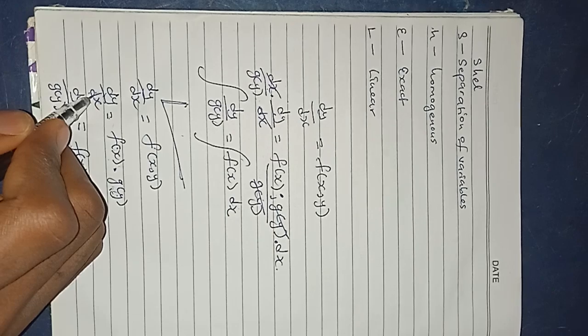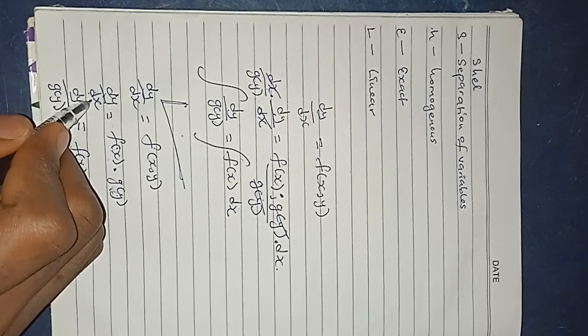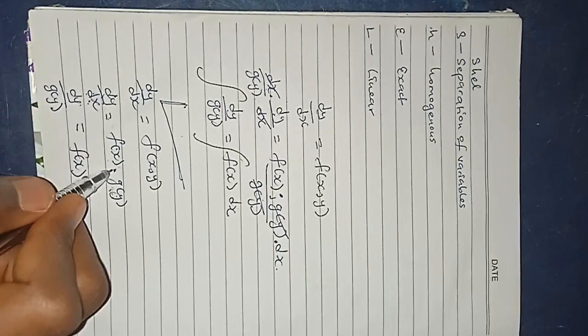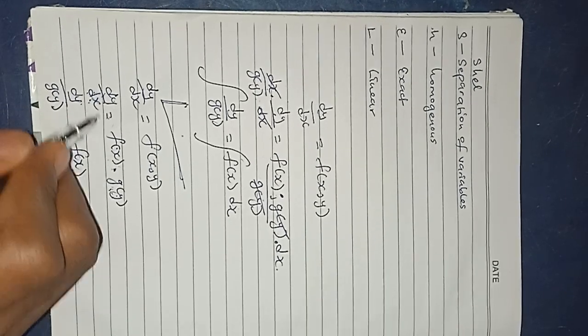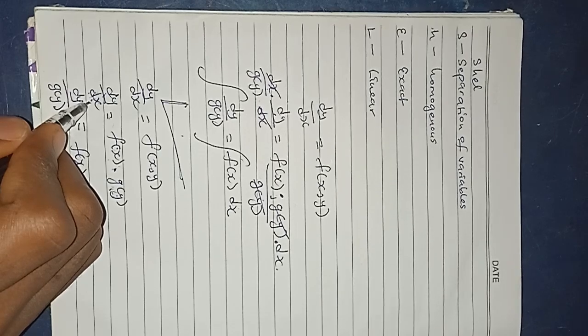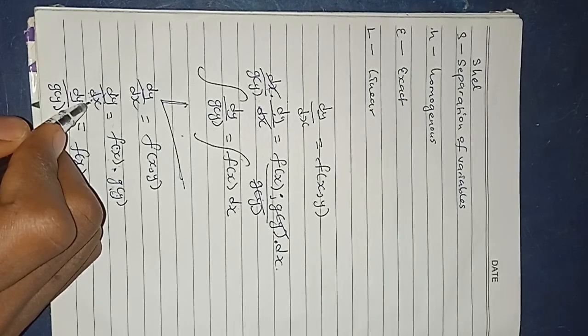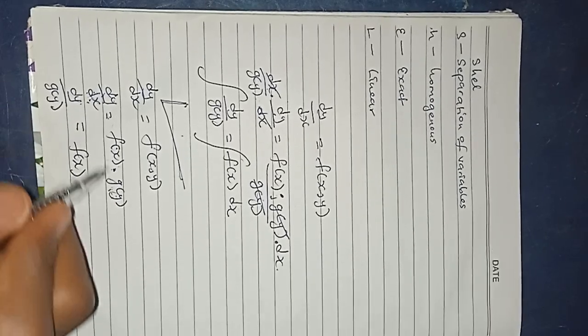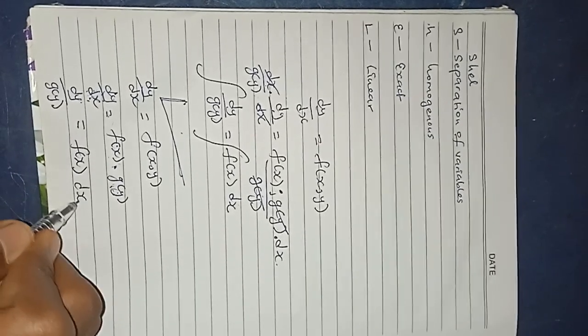dx is dividing on the left hand side, in dy over dx. Once it crosses over to the right hand side, it's going to multiply. So you have f of x multiplied with dx.